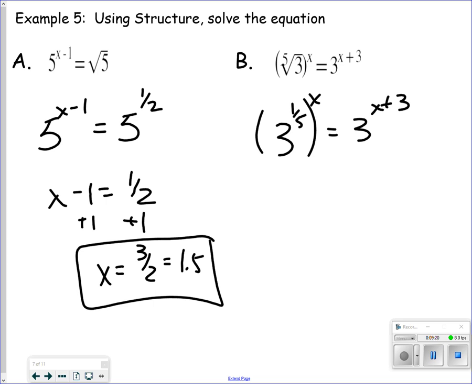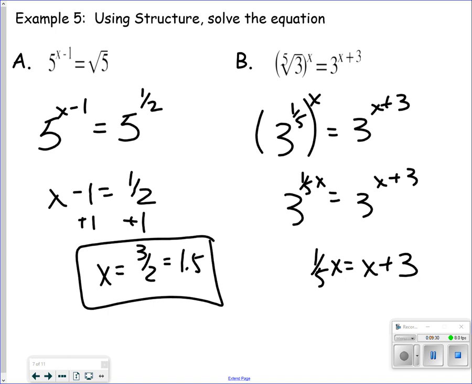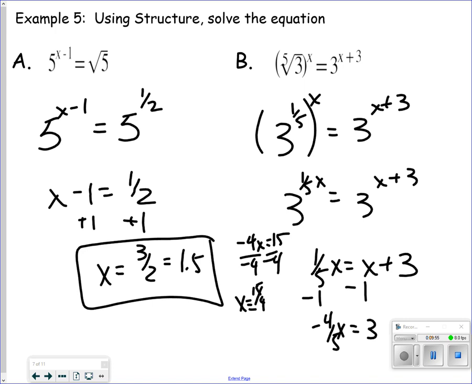What happens when I have a power raised to a power? I multiply the two powers together. And so now once the bases are the same, I solve the exponents. Subtracting 1. And some of you might want to get rid of the fraction first, but this is negative 4/5 x. Oops, sorry. Negative 4/5 x equals 3. So if I multiply both sides by 5, I get negative 4x equals 15, and divide by negative 4. X would equal negative 15 fourths, or if you wanted the decimal, negative 3.75. So if you have a radical, you're going to change it into exponent form.